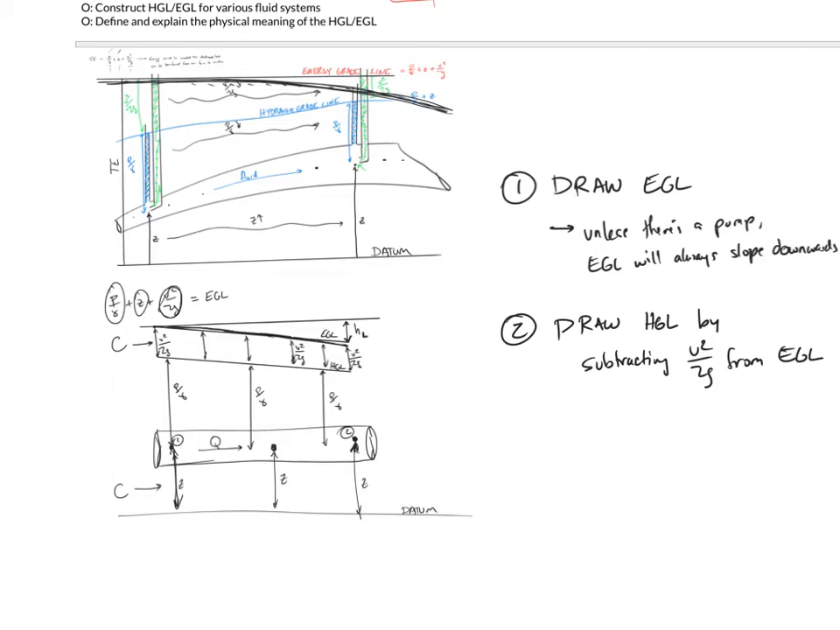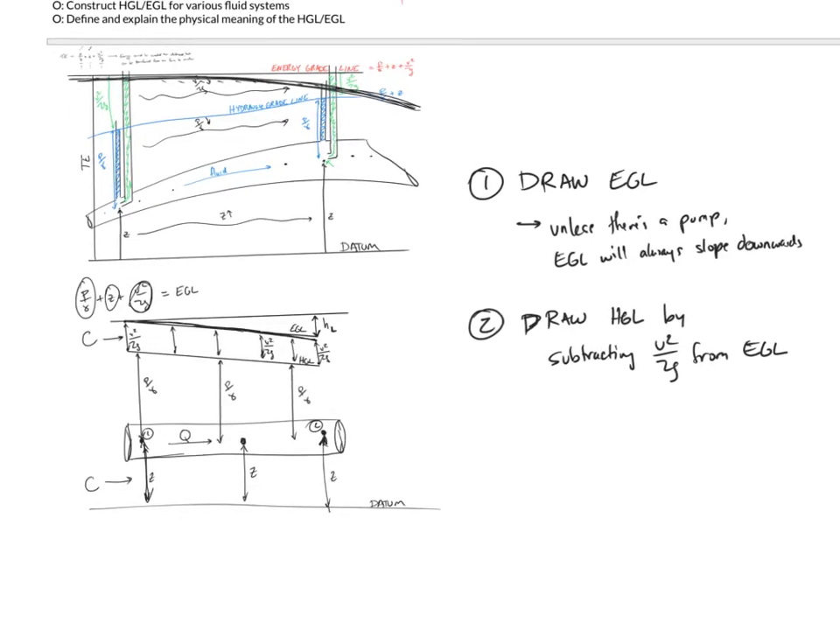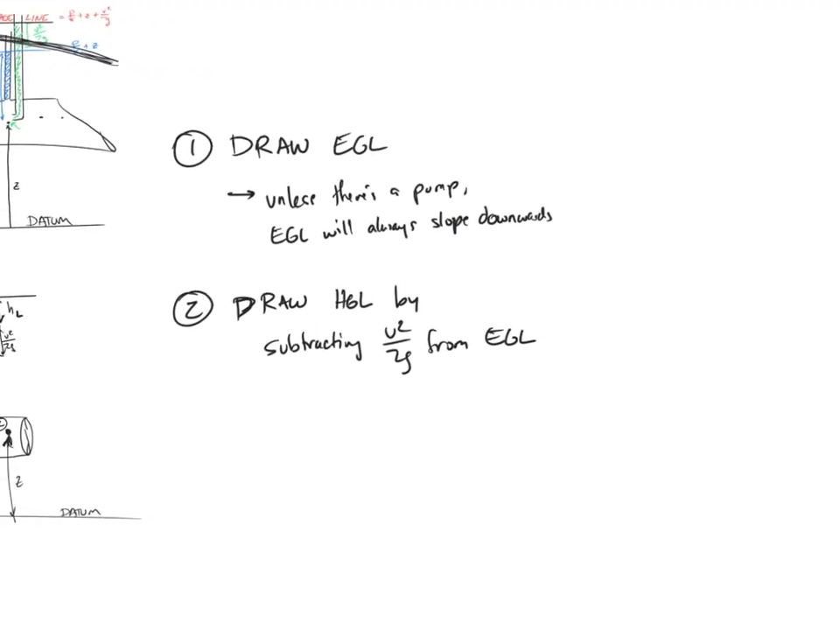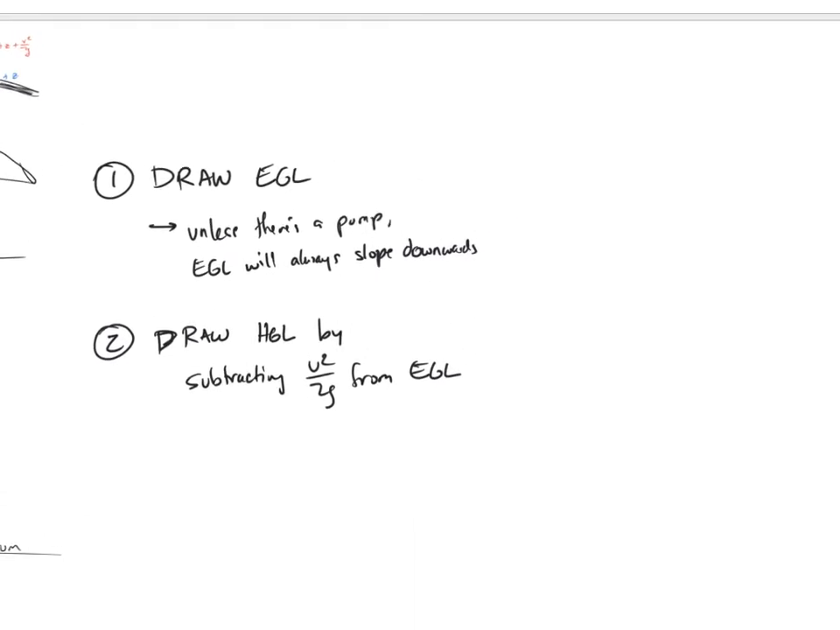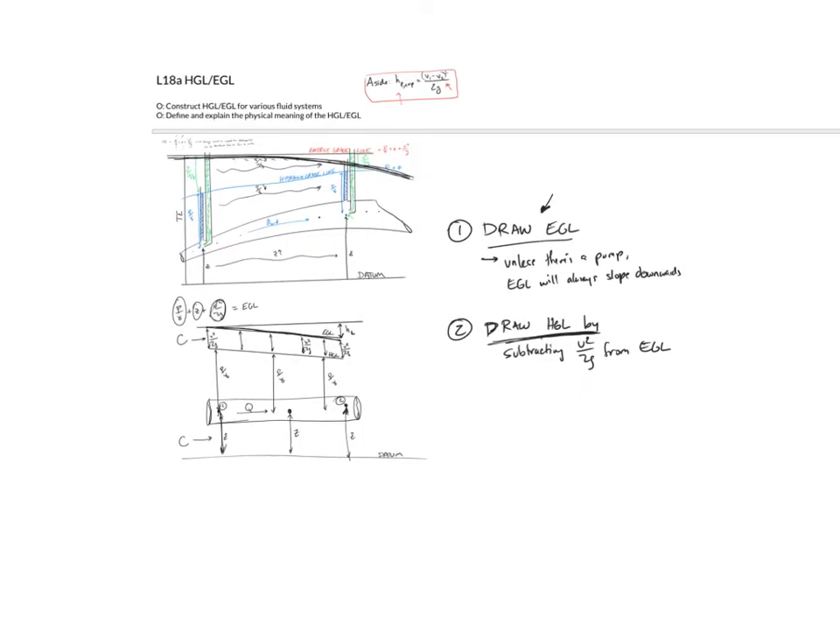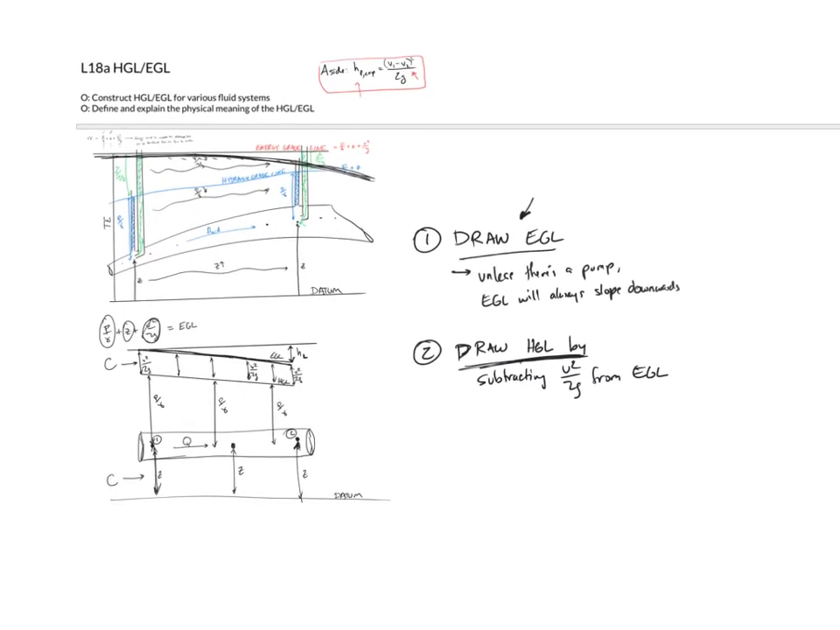There are a lot of little sub-rules and things that you have to think about with this. But what I'm going to do is go through a handful of examples, and we're going to talk about these. The way that I would normally draw these is I'm going to talk about the EGLs first. Once the EGLs are drawn, we'll come back and talk about the HGLs and how to figure out what they are. So let's do this.